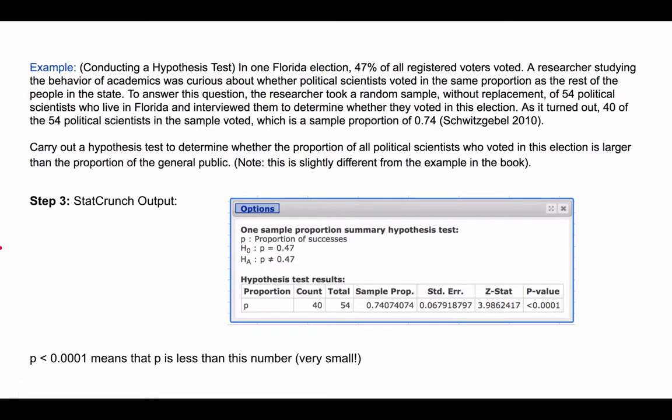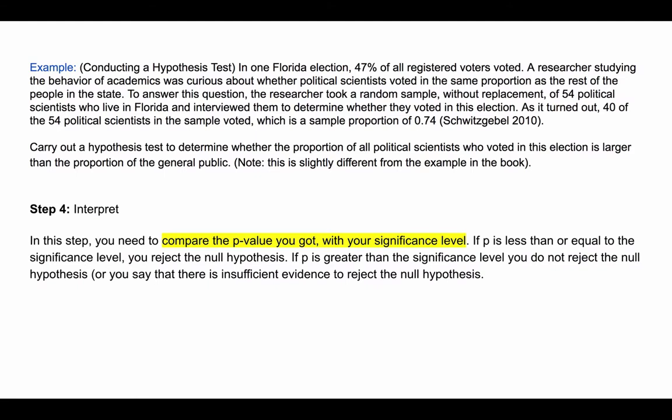Okay, so this is what popped up. Now, what does it mean that p is less than 0.0001? It means p is a super, super tiny number. It's so small that they don't even tell you exactly what it is. They just say it's less than 0.0001. We actually know exactly what it was because we calculated it the other way, but if you do it just via StatCrunch, sometimes it'll just tell you p is really small. So how do we interpret this?